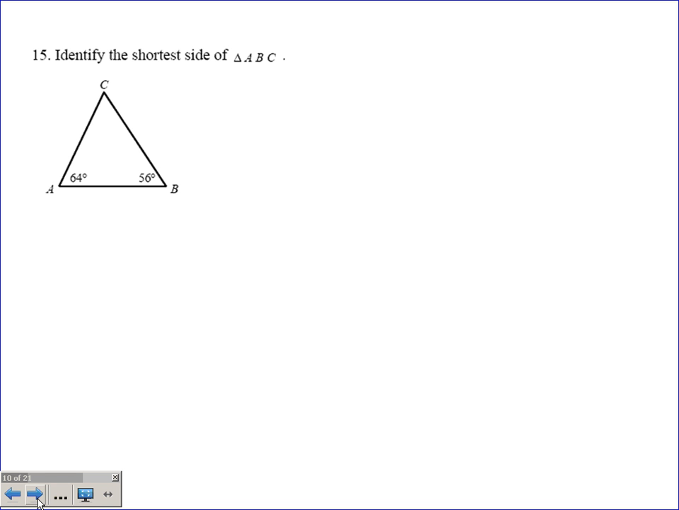Identify the shortest side of triangle ABC. Okay. Let's find this angle first. How do you find this angle? Well, take 64 plus 56. What's the measure of angle C has to equal what? What do those three angles inside a triangle have to equal? 180. Okay. Subtract both sides. So we add these together, we get what? 110, something like that? Yeah.